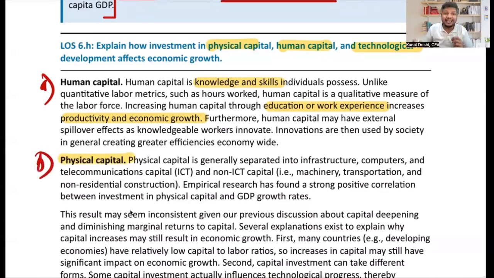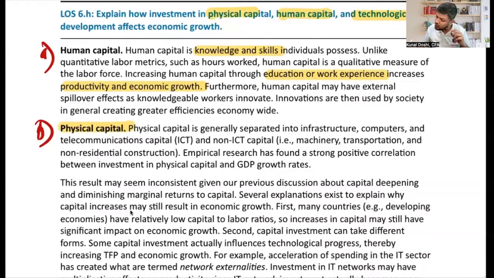Physical capital means investments into capex. Physical capital is generally separated into ICT and non-ICT. What do you mean by ICT? The three terms: infrastructure, computer, and telecommunications capital. That is ICT, and non-ICT is basically machinery and other aspects. Empirical research has again found a strong positive correlation between investment in physical capital and GDP.